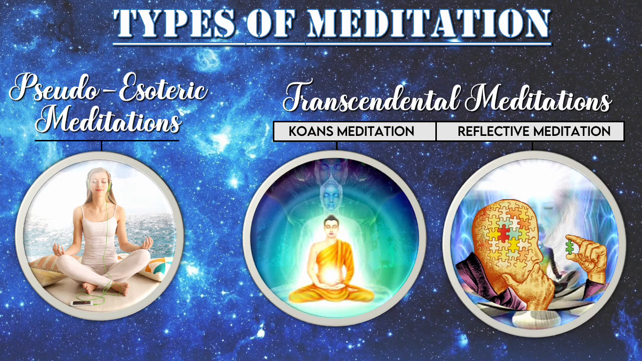Among the meditations of a transcendental nature, we have the meditation with koans that we studied in lecture 36 of Phase A. That type of meditation allows us to access the sixth and seventh dimension and to experience samadhi, also called the illuminating void. And we also have reflective meditation, which is a practice that we will work with today.